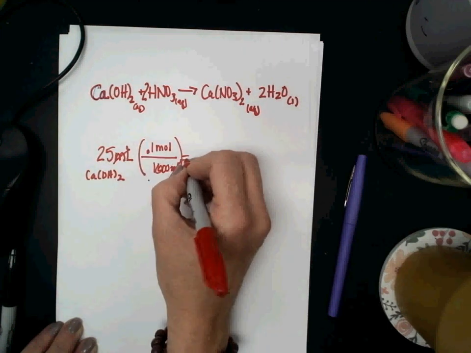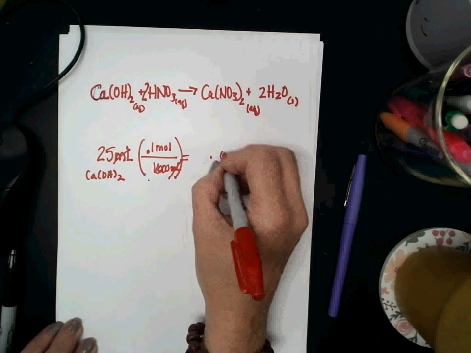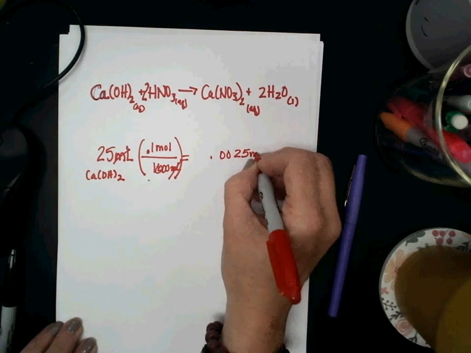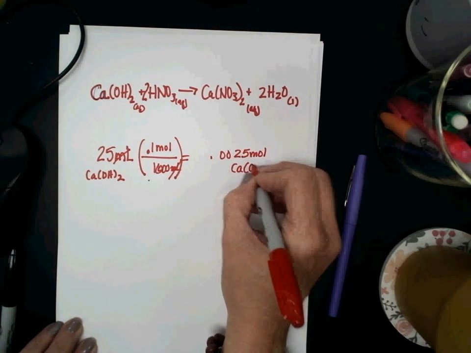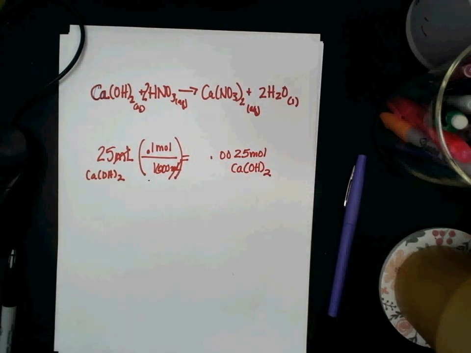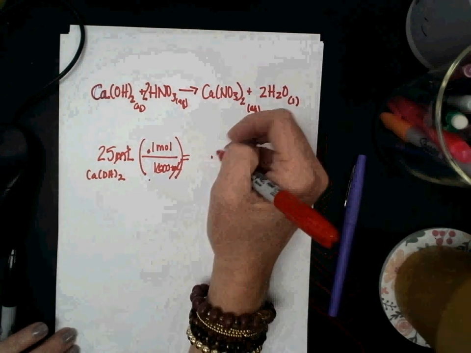Alright, so I should have made this 1,000 milliliters because I've got milliliters up there. So I'm going to get those to cancel out, which gives me how many moles? 0.0025 mole of Ca(OH)2. So I've used my molarity to get to moles. Now what can I do next? Was that not right? Oh, I forgot. 0.25.